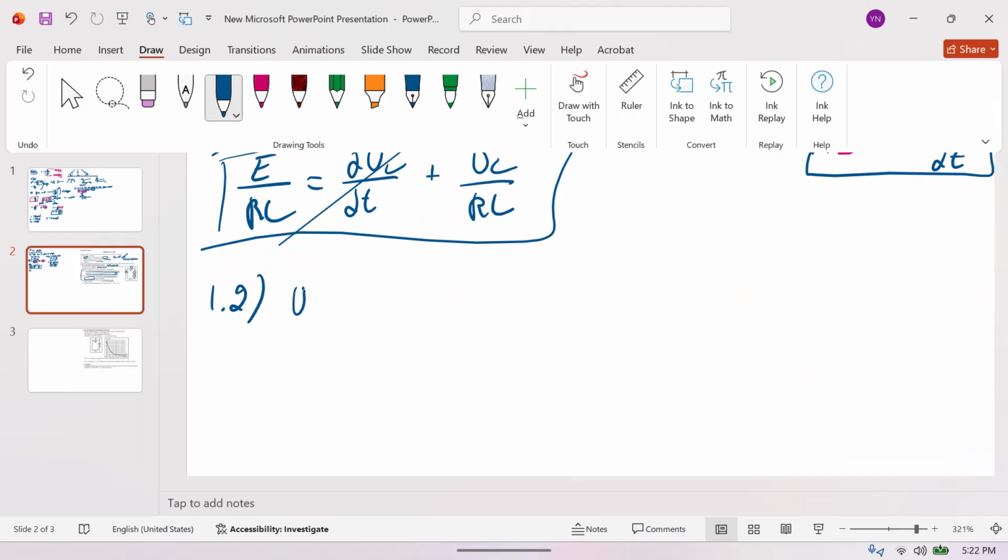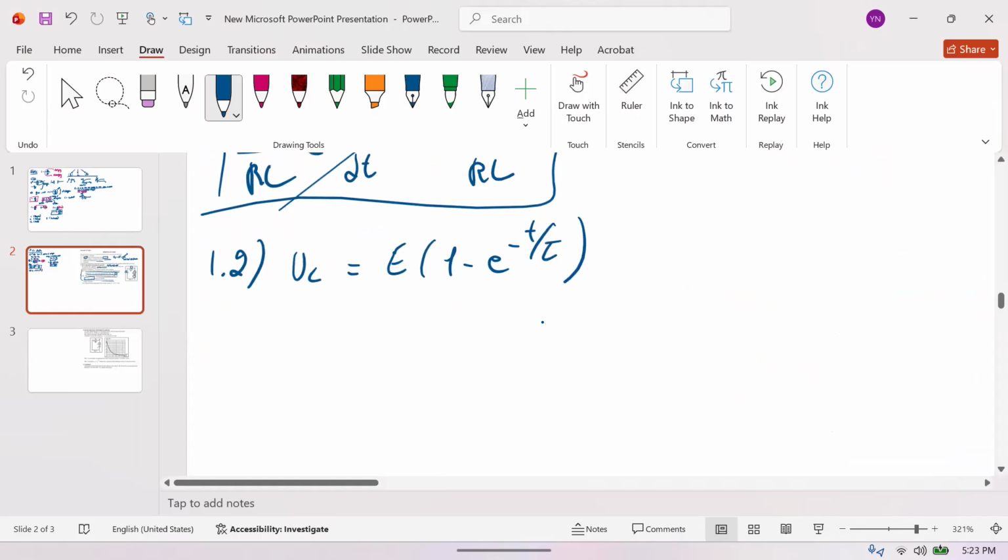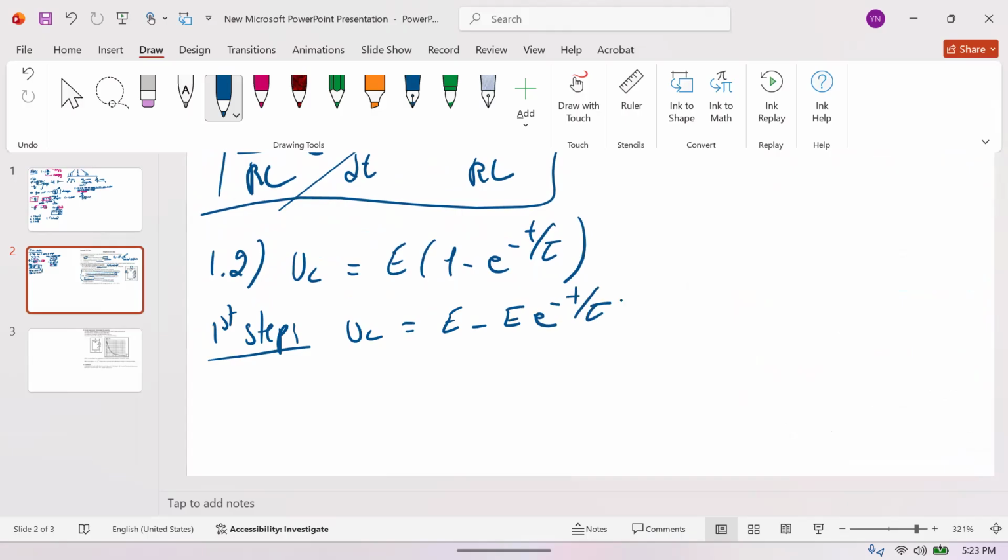I have the solution, E times (1 minus e to the minus t over tau). Every time they ask you to find tau, do these steps. The first one: if you find the derivative in parentheses hard, you can expand first. So the first step, expand the solution that you have, and keep in mind what's constant and what's not.